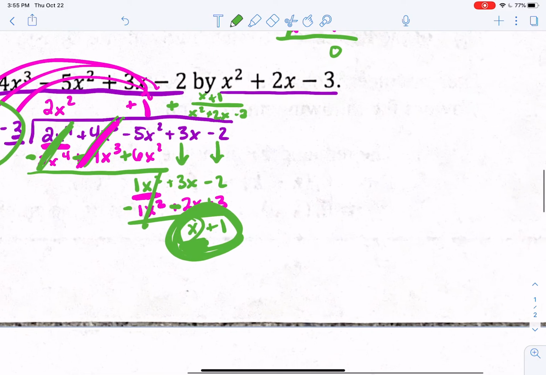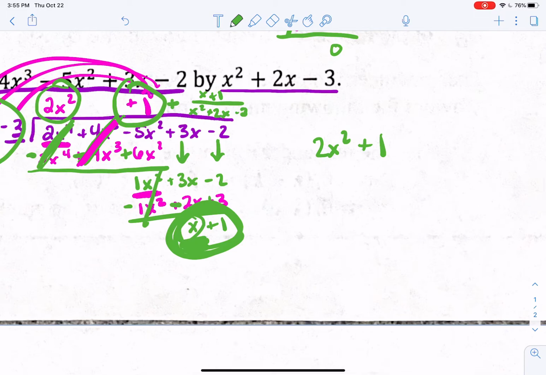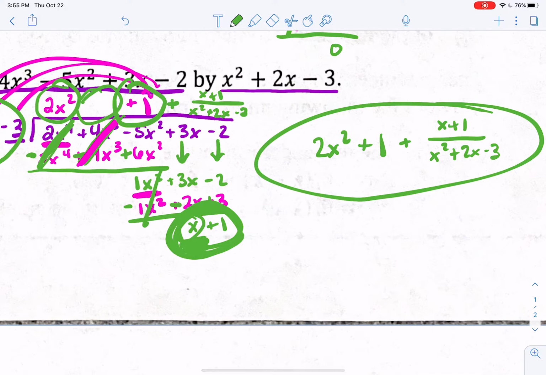So let me write that off to the side so it looks a little nicer. I had 2x squared plus 1. I didn't have any value of x, so I had plus 0x in here basically. And then my remainder was plus x plus 1 over x squared plus 2x minus 3. This is my long division solution.